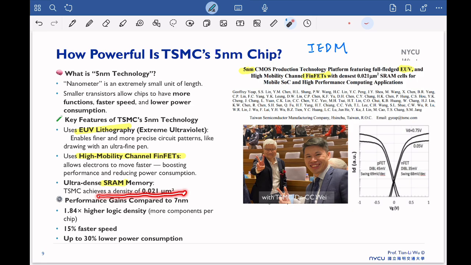In this paper, they also show the comparison with the 7 nanometer. What they show is that they reach around 1.84 times density improvement and 50% faster, but the most important, 30% lower power consumption, because we don't want our chip to become faster and more powerful while the power consumption increases, because otherwise we have to charge our device very, very often. This is not exactly what we want. So in the end, we still hope our chip can be very efficient and have less power consumption.